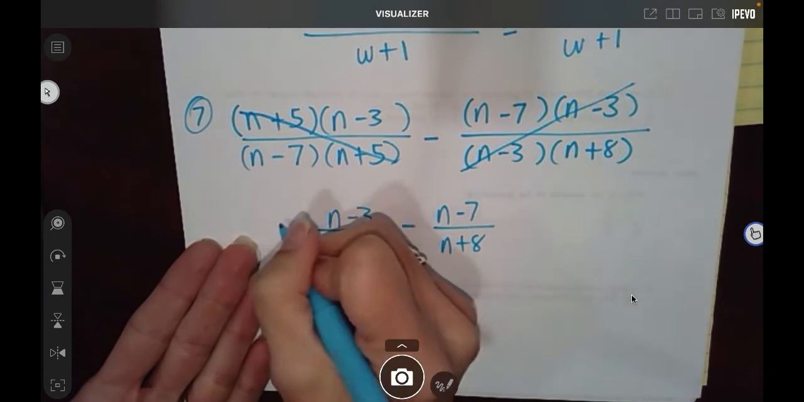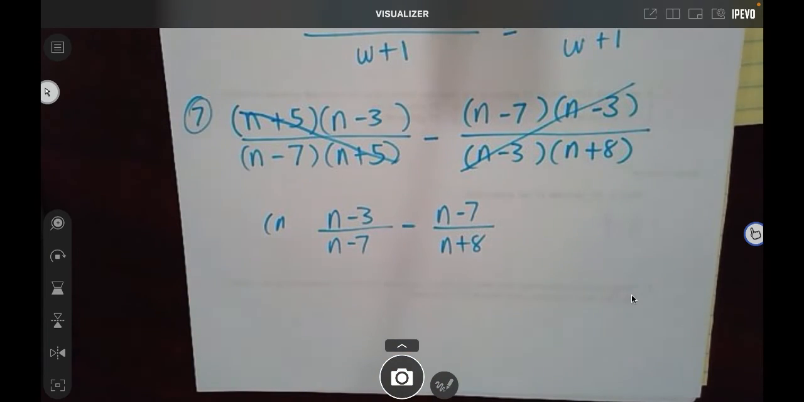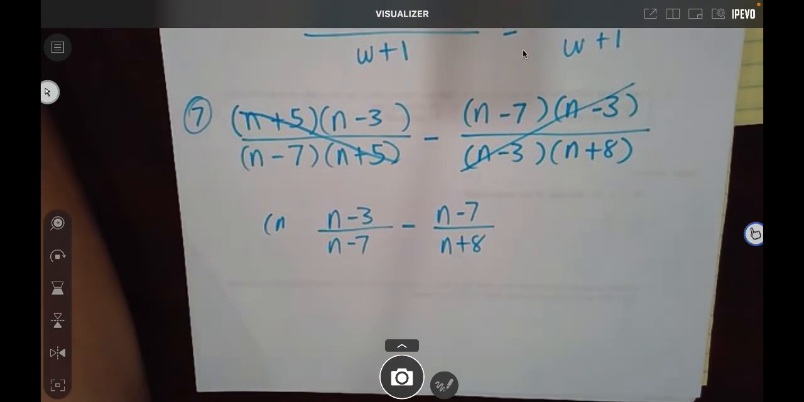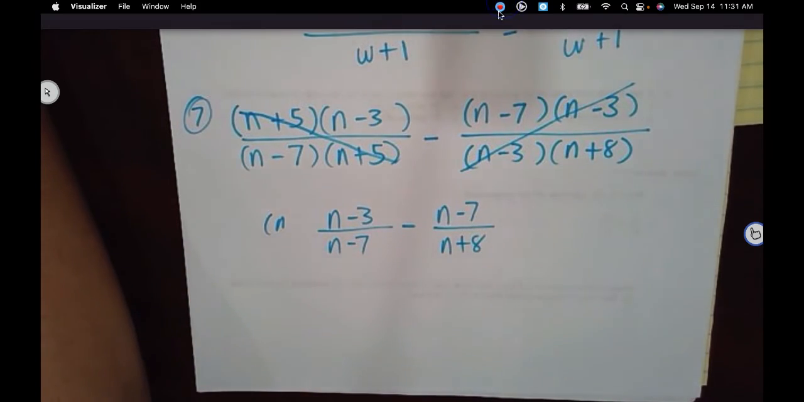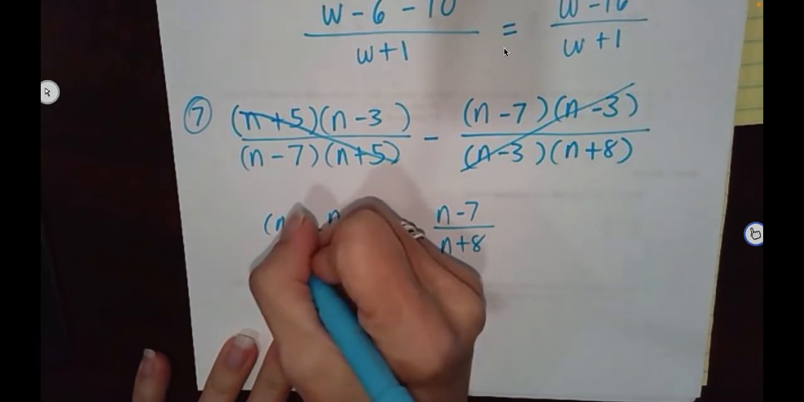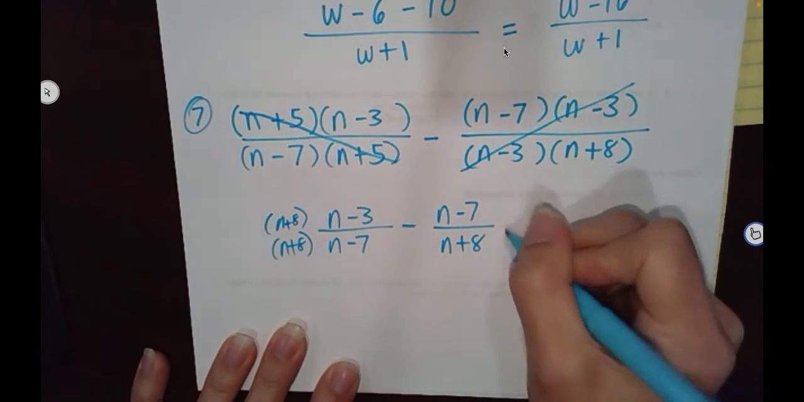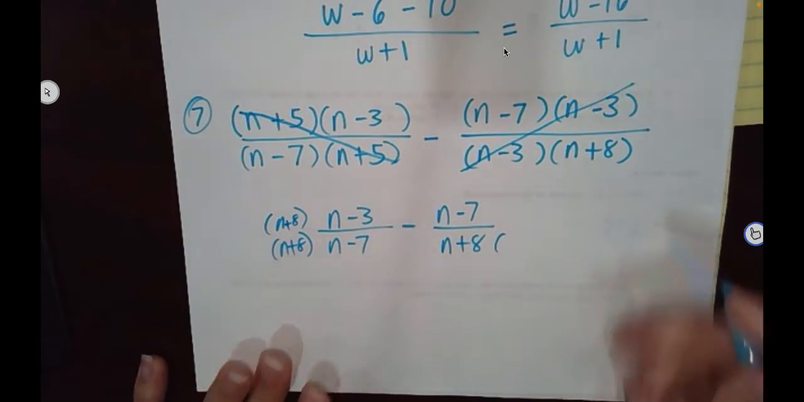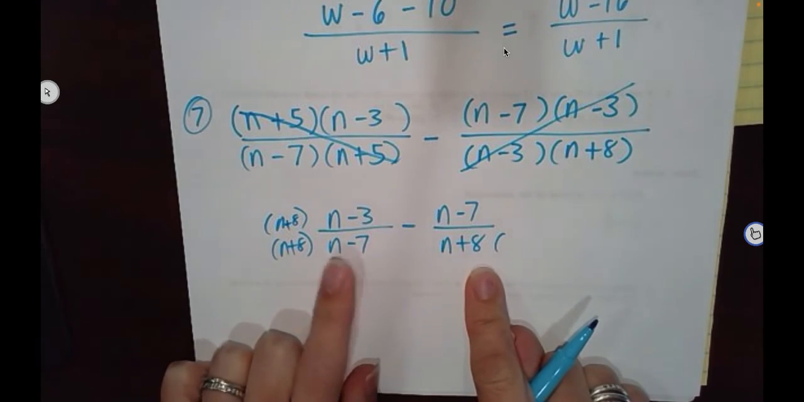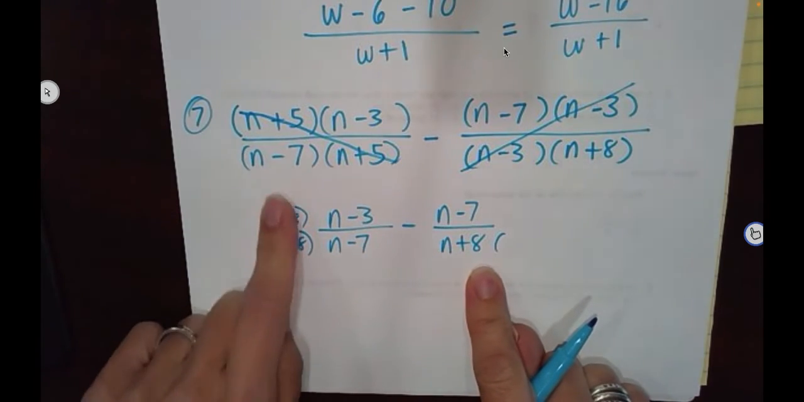N plus 8. Whoa. Oh, I said I would wait. I'm still factoring. Okay, I'll pause it. Oh no, what did I just do? Last problem. So I'm multiplying by N plus 8. Why? Where did that come from? Well, because this denominator had N plus 8 and this one didn't. So I need it over here.